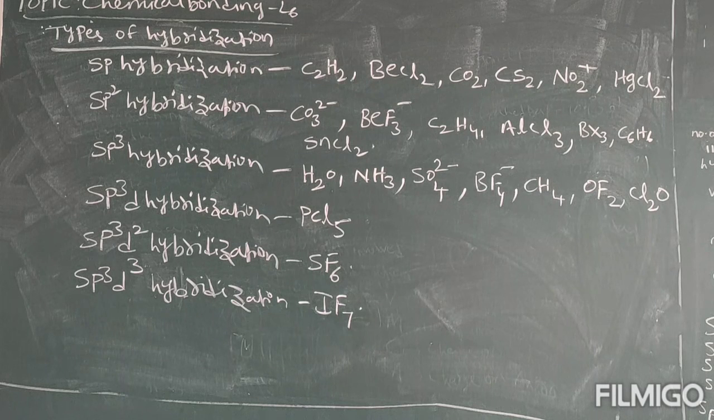Now, what is the angle in C2H2? Directly you can say how much it is. C2H2 is sp hybridization. In sp hybridization, we have 180 degrees of angle. Like that, you can get it directly.